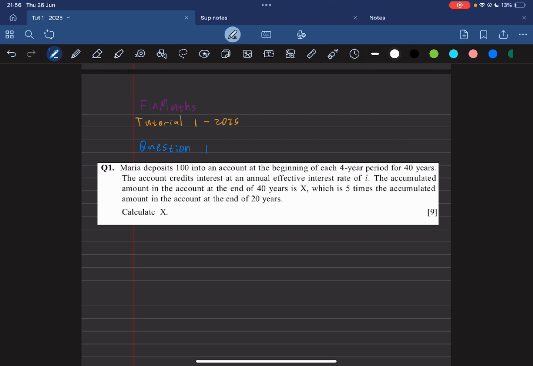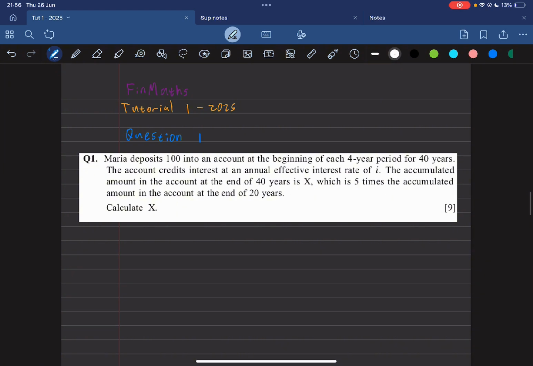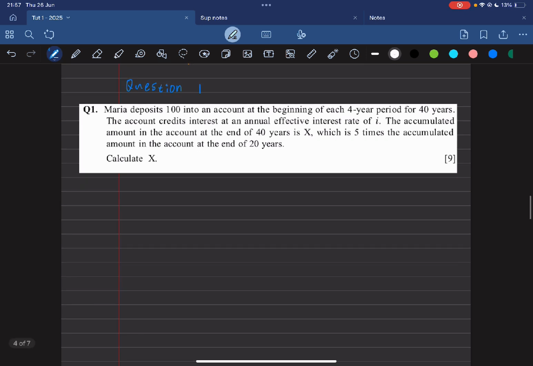So question 1 says, Maria deposits 100 into an account at the beginning of each 4-year period for 40 years. The account credits interest at an annual effective rate of i. The accumulated amount in the account at the end of 40 years is X, which is 5 times the accumulated amount in the account at the end of 20 years. Calculate X. So with these questions, there's a lot of information, so it really helps to draw a timeline.